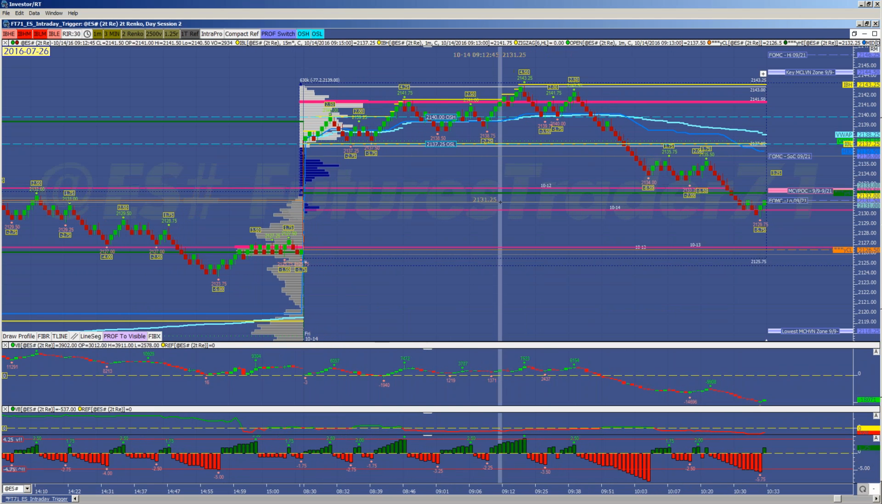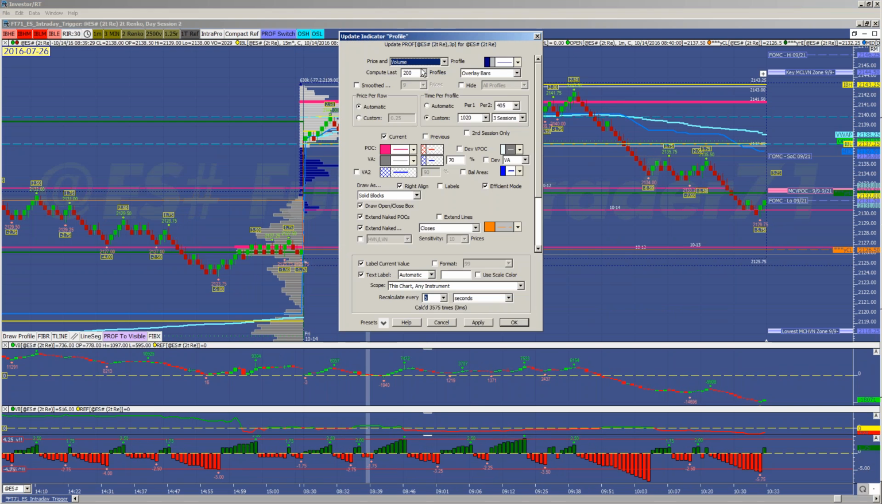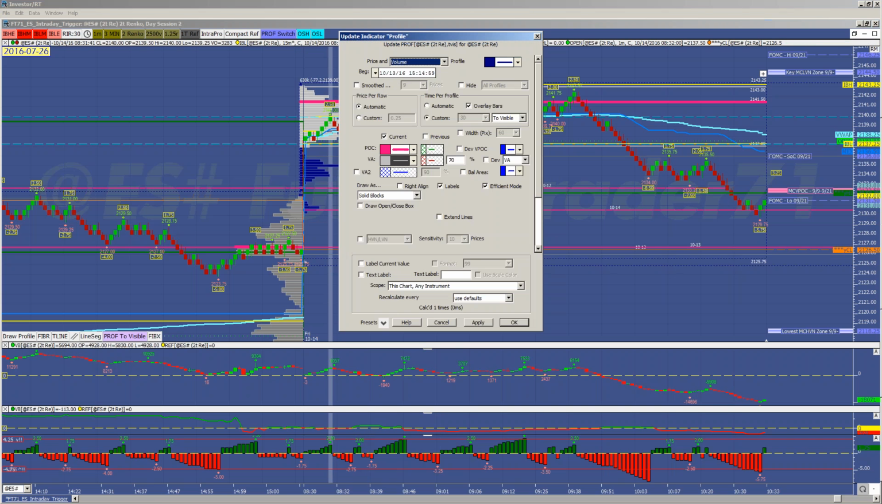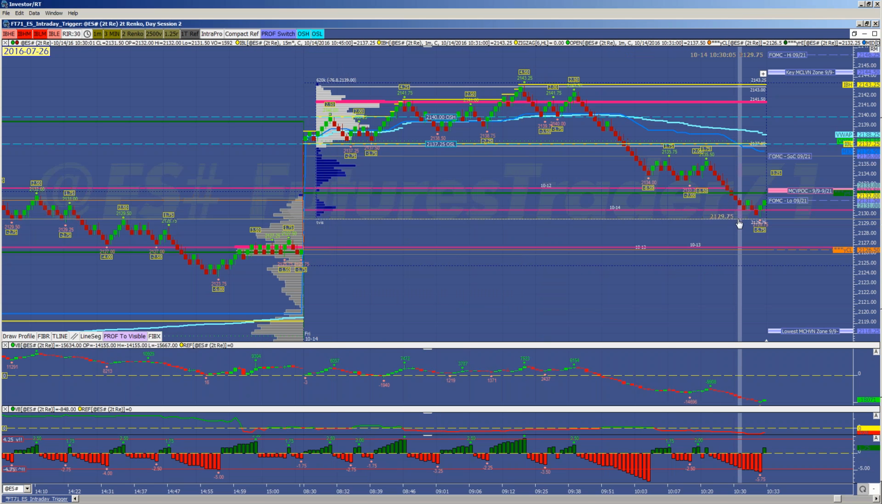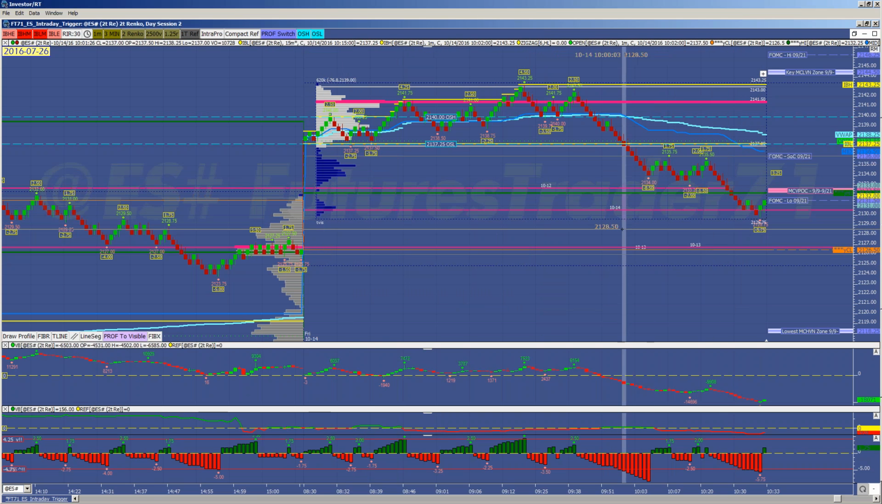Here it is, continuing to push. Let me make sure this is correct. Yep. Okay, and it's continuing to push into the prior day's range.